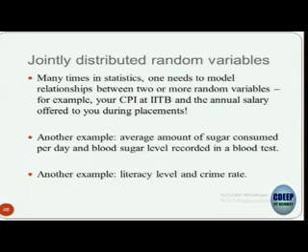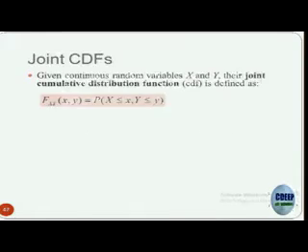CPI versus salary offerings at the time of placements. These are highly correlated random variables. I don't like calling CPI a random variable, but whatever. Then, the amount of sugar consumed and the readings you get in a blood sugar test, and so on. So, we are going to define joint versions of all these quantities.